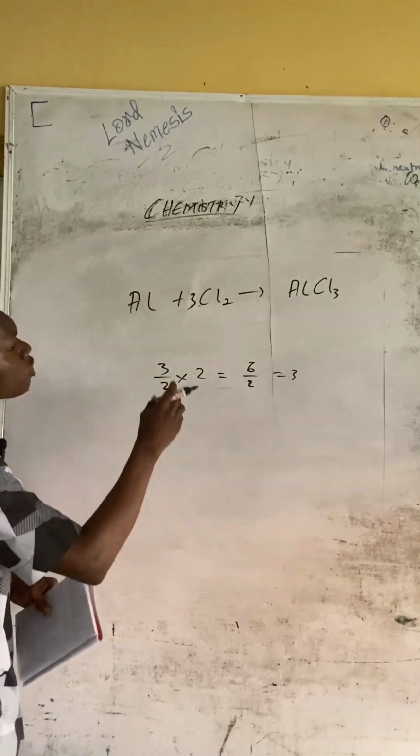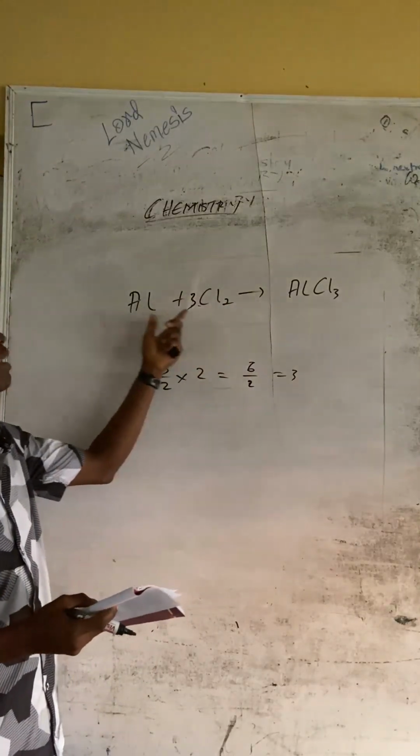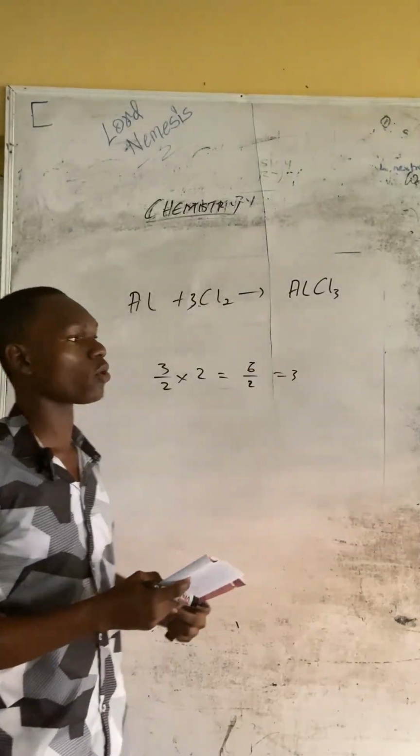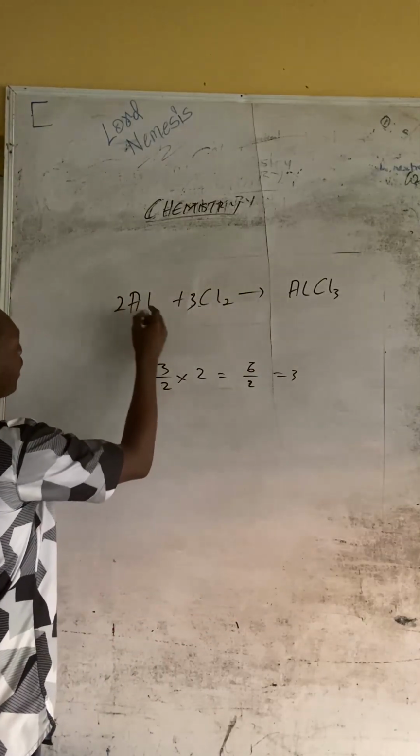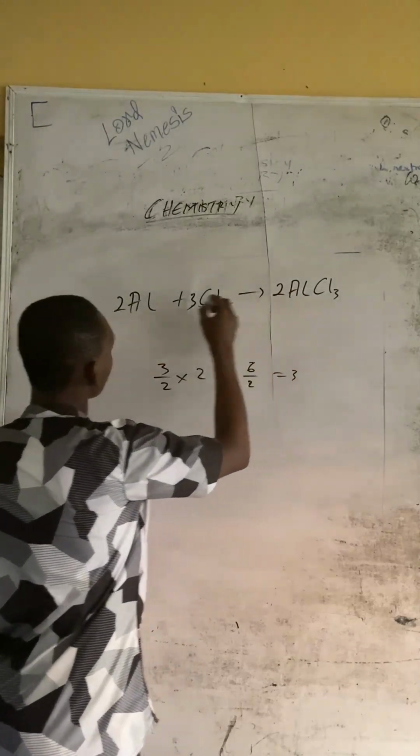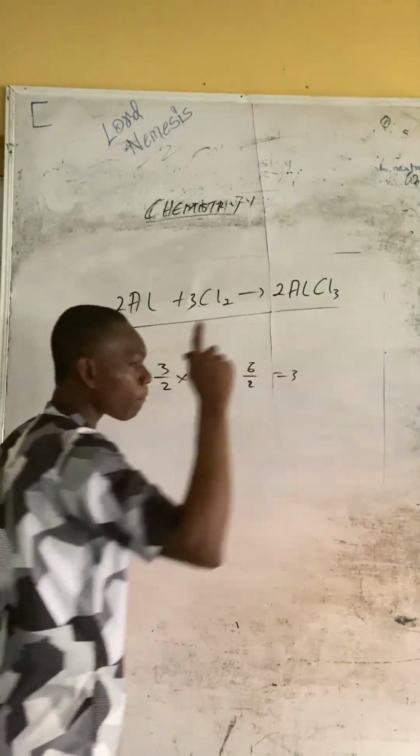But no, we will not just multiply only chlorine. We have to multiply both aluminium and aluminium chloride by that same 2. So we will do that. 2 times 1 here is 2, and 2 times 1 here is 2. At the end of the day, our equation must be balanced.